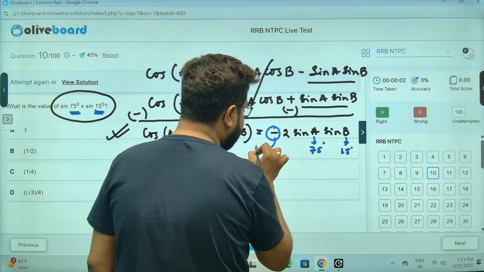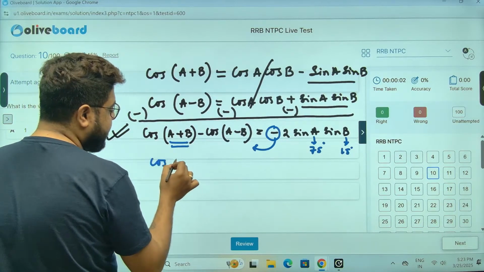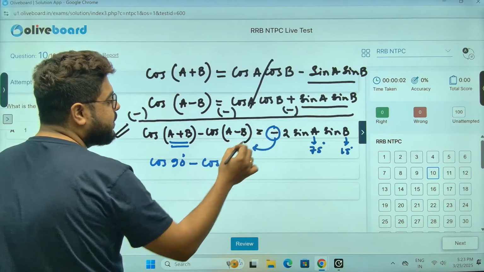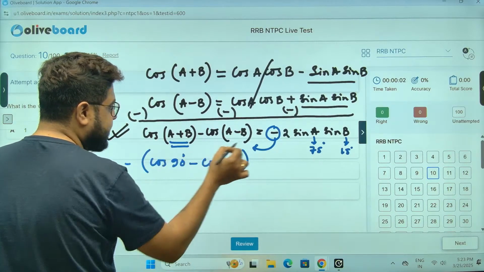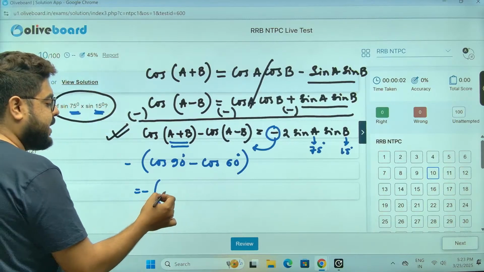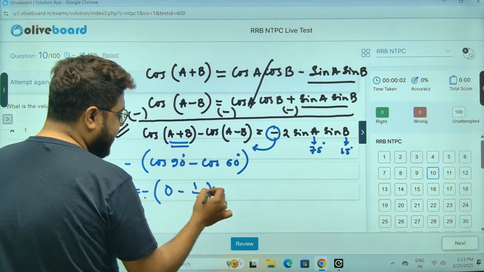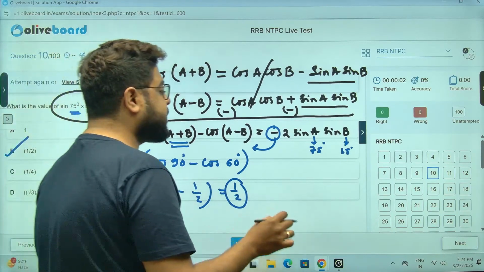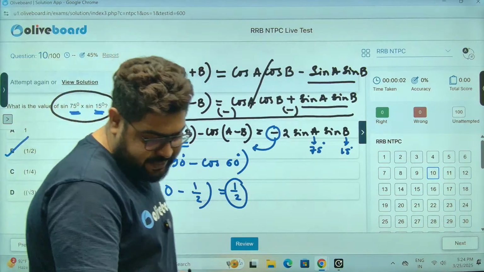And this minus, I'll take to this side. So it will be cos 75 plus 15, 90 degrees, minus cos A minus B, that is 75 minus 15, 60 degrees, with a negative sign. That will be my answer. Cos 90 degrees is 0, everybody knows that. Minus cos 60, which is 1 by 2. Minus of minus half means the answer will be half. Option B. Clear?